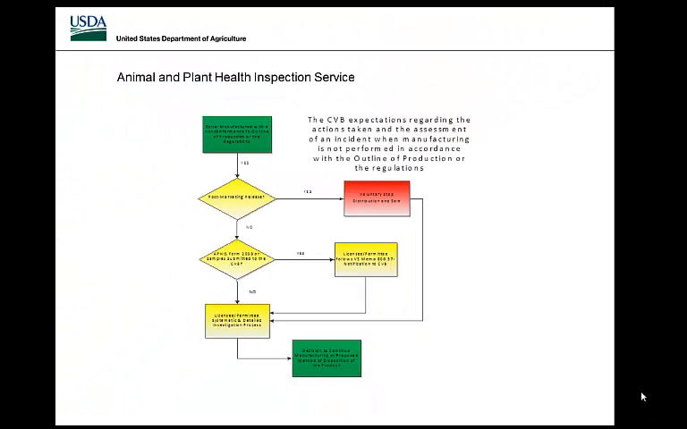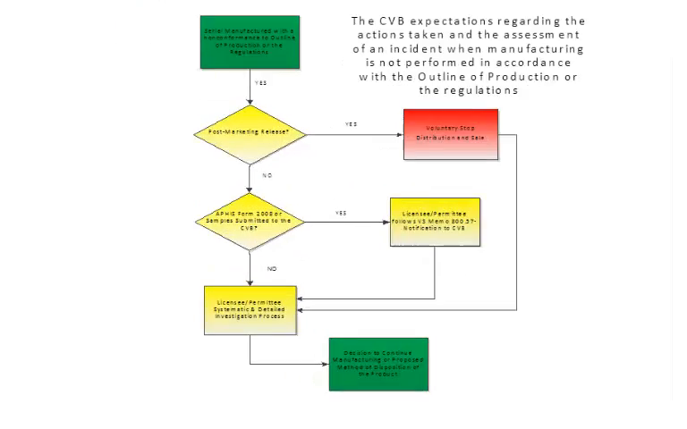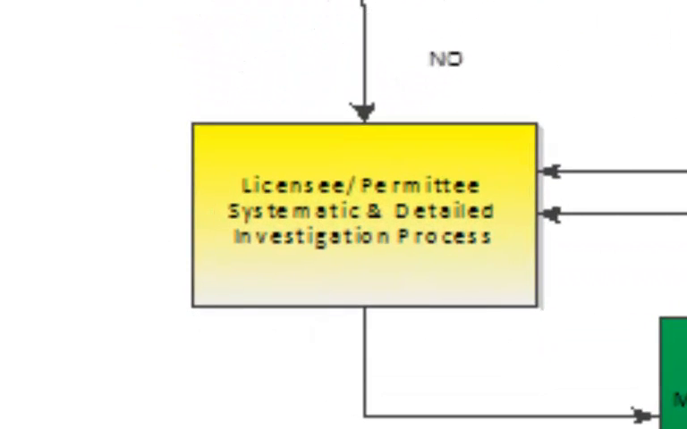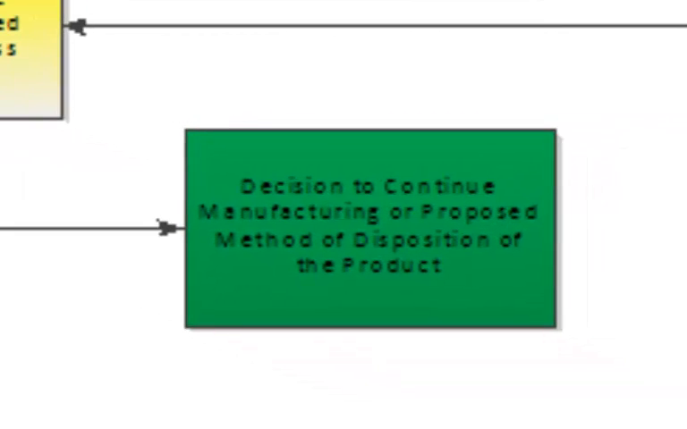Remember, as described in Veterinary Services Memorandum 800.57, veterinary biological product that has been released for marketing which has not been prepared according to the procedures in the filed outline of production or the regulations may be worthless, contaminated, dangerous, or harmful. Once the status and risk of the product released to the market has been resolved, the licensee or permittee can make a decision to continue manufacturing or a proposed method of disposition of the product.